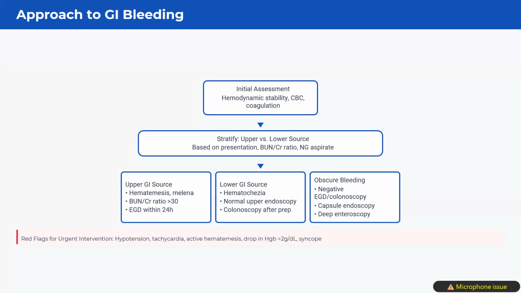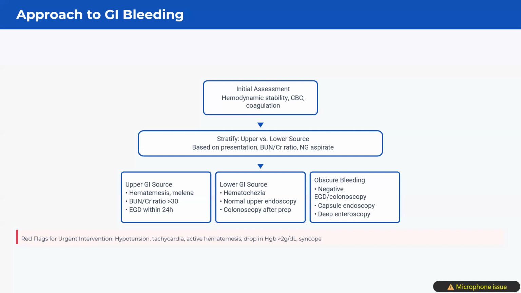If they're having a lower GI bleed after the upper GI is excluded, then we're looking at causes like diverticulosis, angiodysplasia, ischemic colitis, and malignancy. So obviously the lower GI is going to need a whole bowel prep. So this is not a fast thing that we can do. So once they're stable, then you do the bowel prep, and then you can proceed.